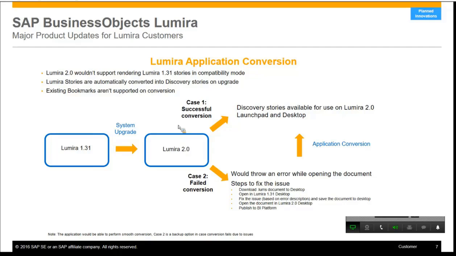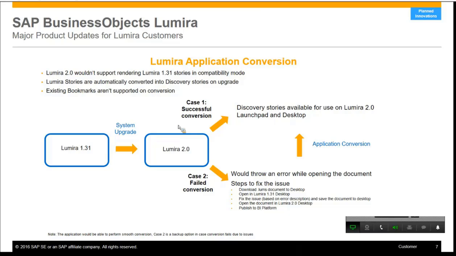In case of Lumira Stories, unlike Design Studio, there won't be a compatibility mode. However, we plan to provide automatic conversion to a new format when the document is opened in Discovery or on the BI add-on. So as soon as you upgrade your environment or the client to 2.0 and open the existing 1.x content, the application would take care of automatic conversion for you and your end users.